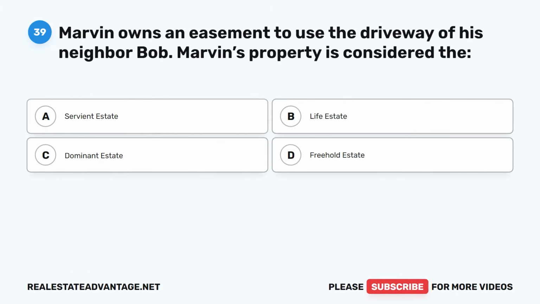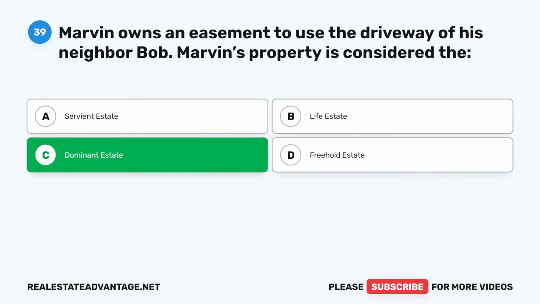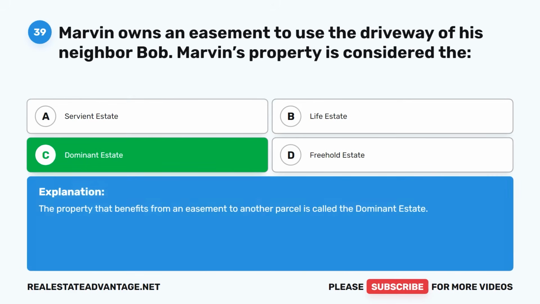Question 39. Marvin owns an easement to use the driveway of his neighbor Bob. Marvin's property is considered the A. Servient estate, B. Life estate, C. Dominant estate, D. Freehold estate. The correct answer is C. Dominant estate. The property that benefits from an easement to another parcel is called the dominant estate.